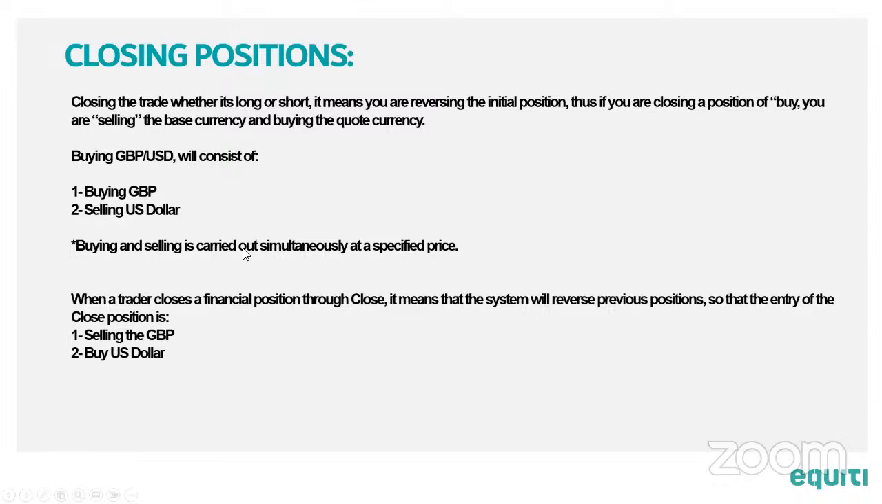Buying and selling is carried out simultaneously at a specified price. When a trader closes a financial position through close, it means that the system will reverse the previous position, so that the entry of the closed position is selling the GBP and buying the US dollar. So when you actually close the position, it means that you're back to selling the GBP. That means that the momentum on the GBPUSD right now has become somewhat bearish.